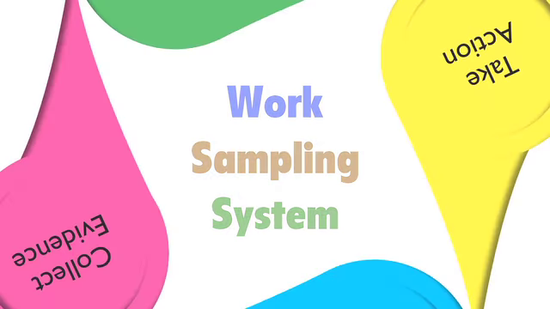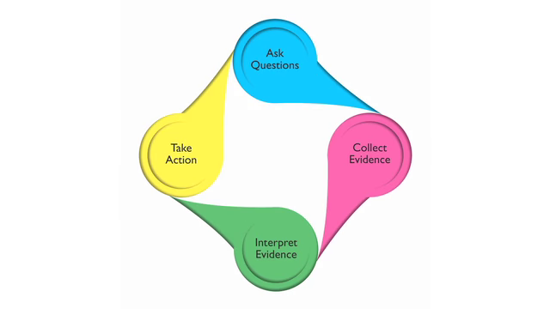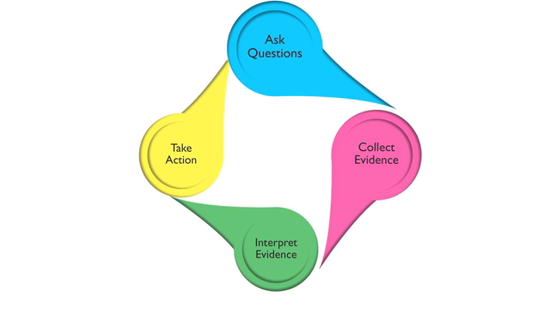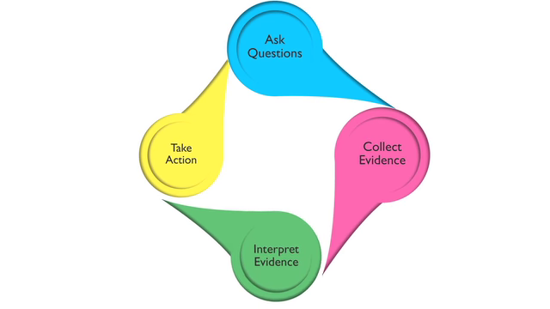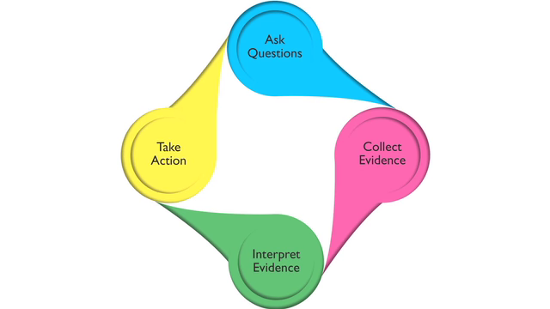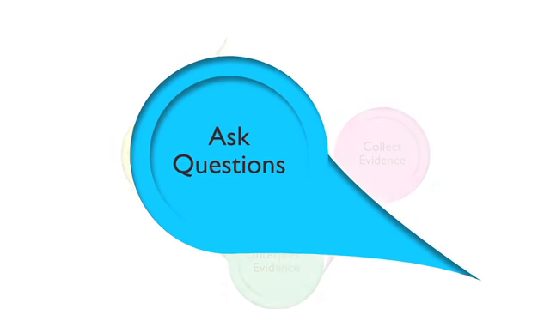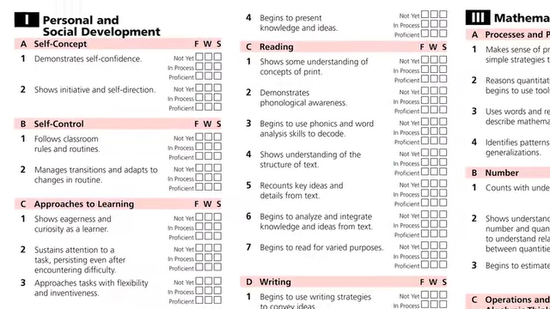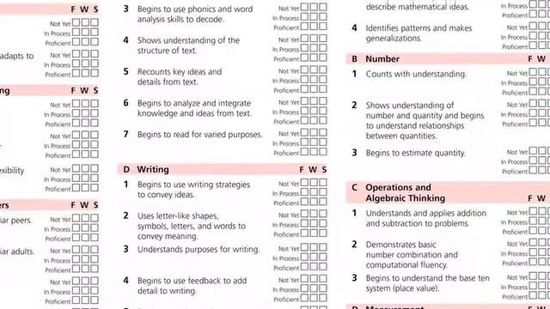The Work Sampling System relies on the assessment cycle that involves four repeating steps: ask questions, collect evidence, interpret evidence, and take action. Let's take a closer look. In step 1, teachers ask questions about children's development and learning across all domains. The Work Sampling System describes many of these questions.